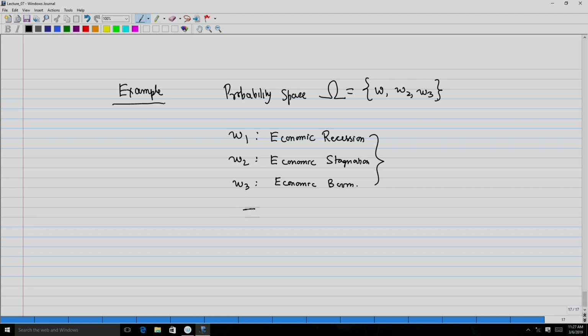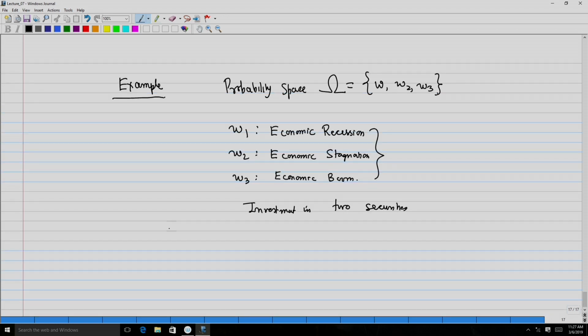So, now we consider investment in 2 securities, and we specify the properties. Let us just have this in a tabular form. The scenarios are omega 1 for recession, omega 2 for stagnation and omega 3 for economic boom. The probability of omega 1 is 0.2, that means there is a 20% chance that there is an economic recession. Omega 2 is 0.5, so there is a 50% chance of a stagnation, and omega 3 is 0.3, so that means there is a 30% chance that there is an economic boom.